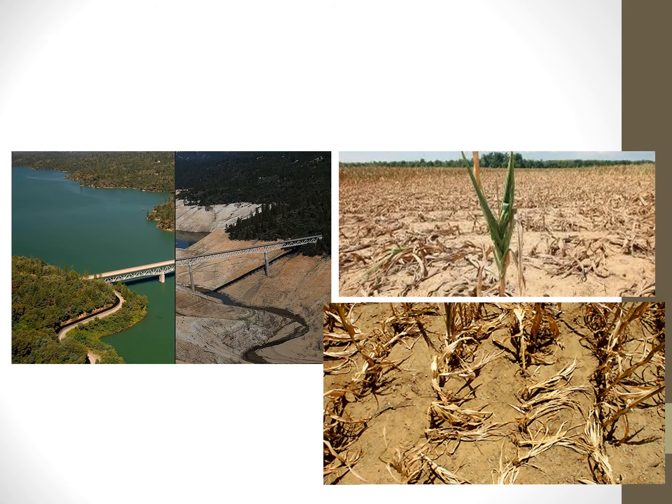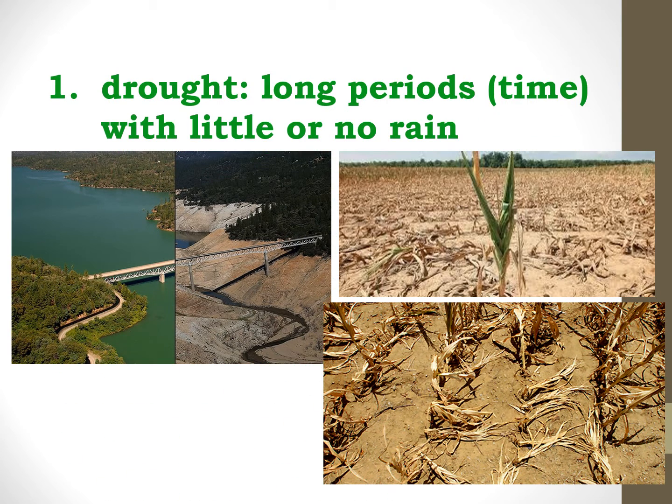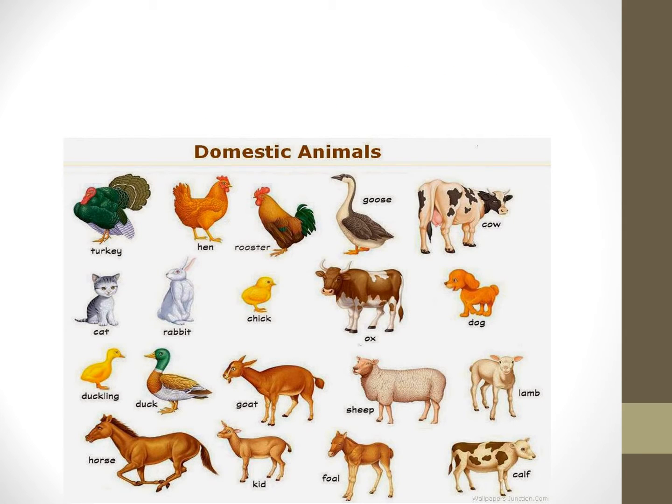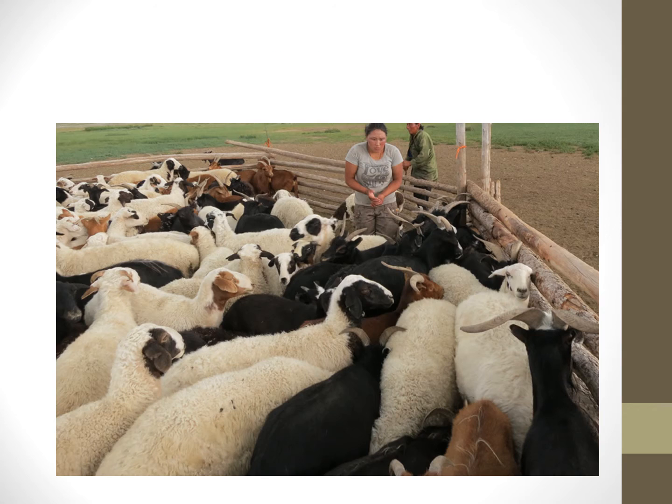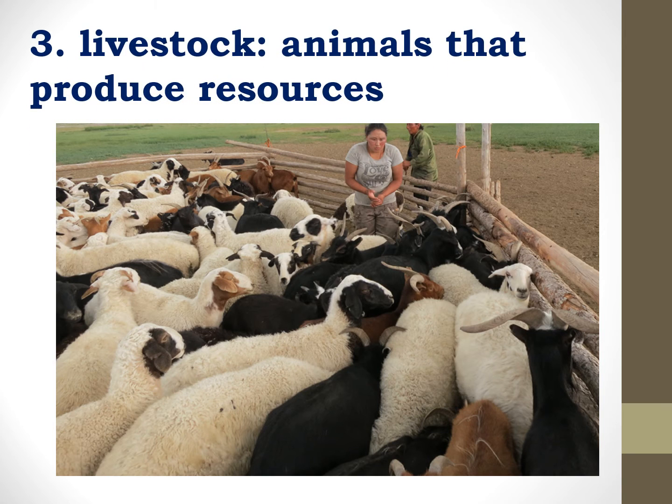The first word we have is drought. Drought means long periods of time with no rain, so the land becomes really dry. The second word is domestic, and domestic means raising tame plants and animals. The third word we have is livestock, and it means animals that produce resources.